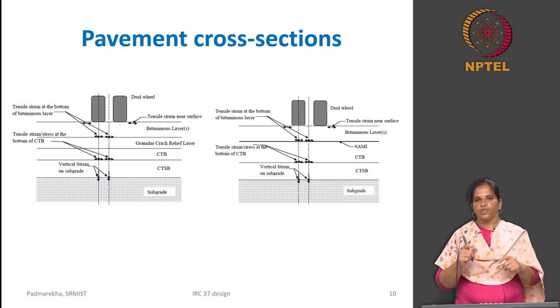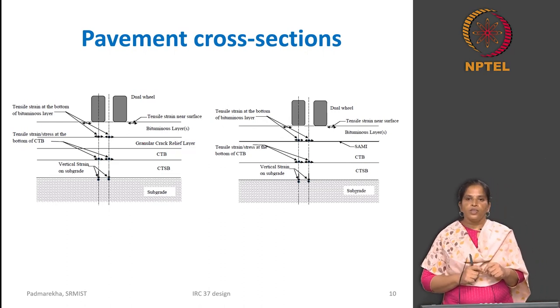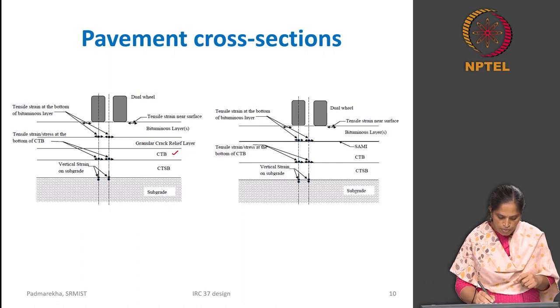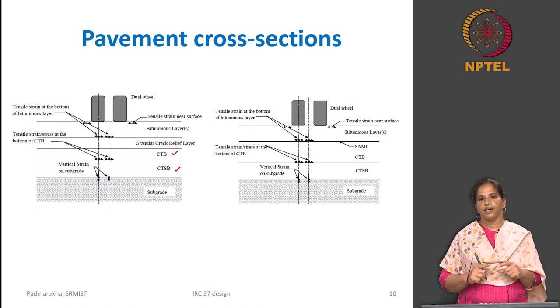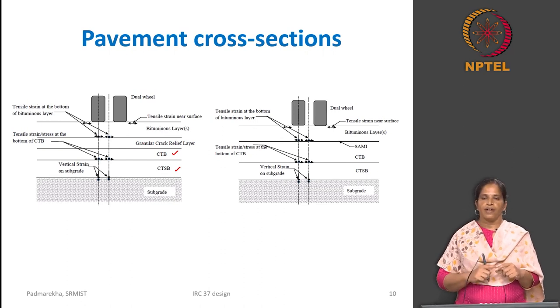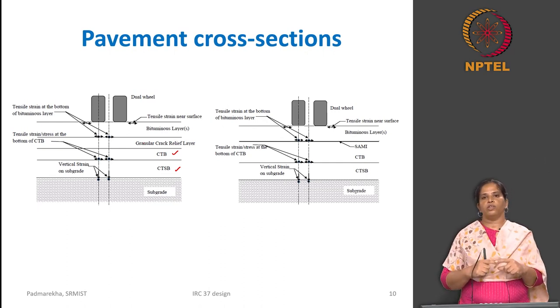So this cement treated base is a stiff layer. It will reduce the tensile strain at the bottom of an asphalt layer. So, in case you provide a cement-treated base and cement-treated subbase course, we know that cement-treated base layers are more prone to cracking. So, there are chances that the crack from the base layer propagates to the top surface.